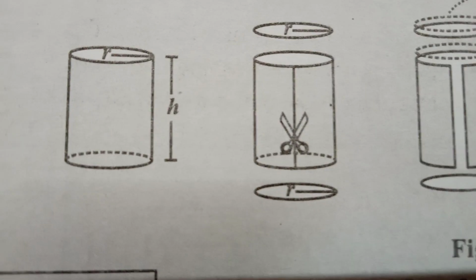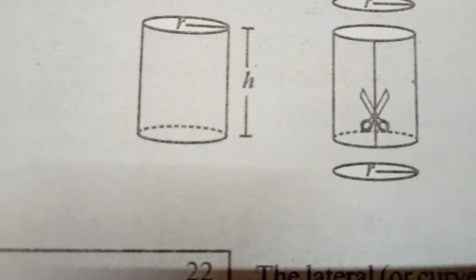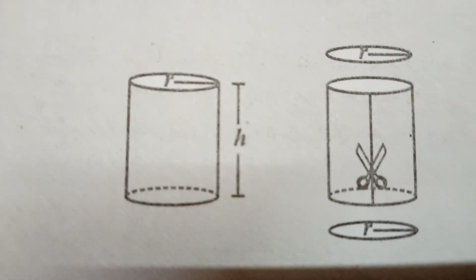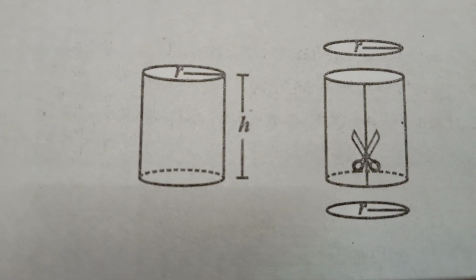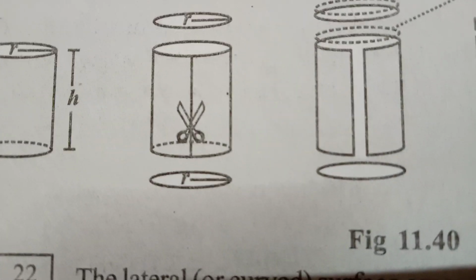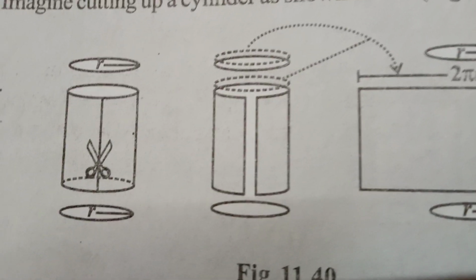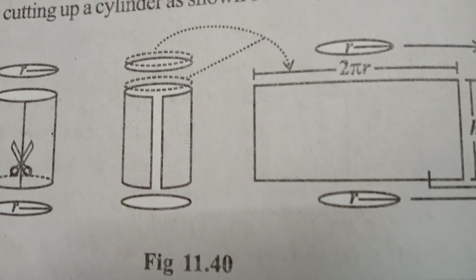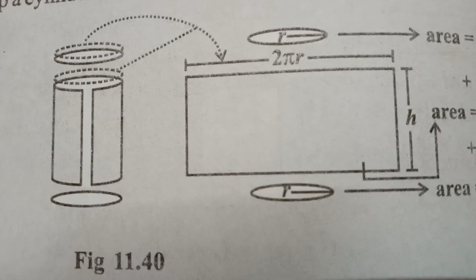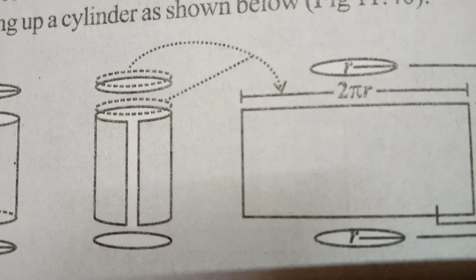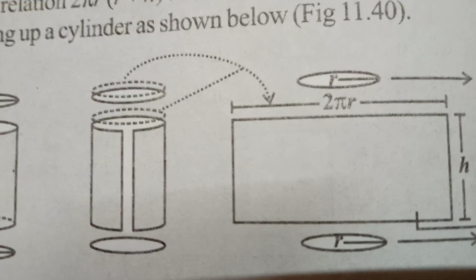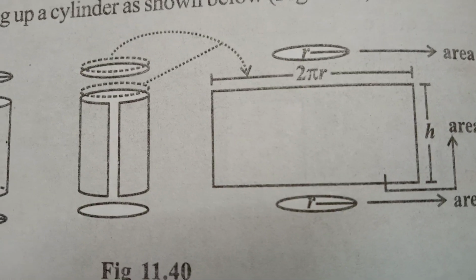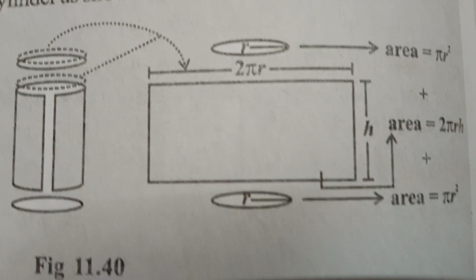The top and bottom are circular ends, base and top, and the height of the cylinder is denoted by H, and the radius of the base or top is denoted by R. For the total surface area of the cylinder, when you cut it, you get a rectangular face. The circumference of the circle, which is 2 pi r, forms the rectangle, so that is the circumference.